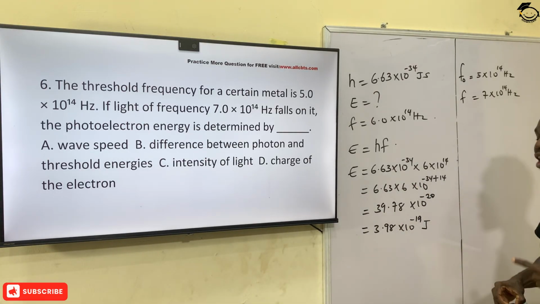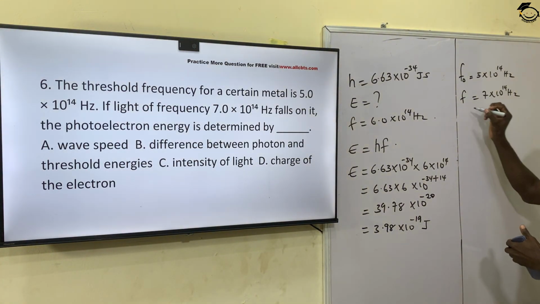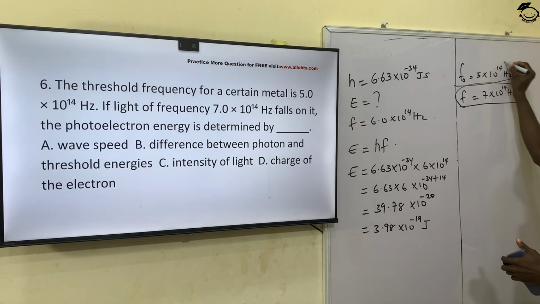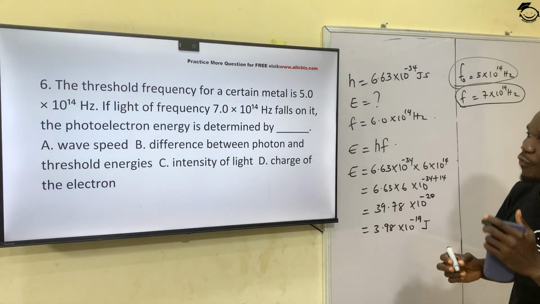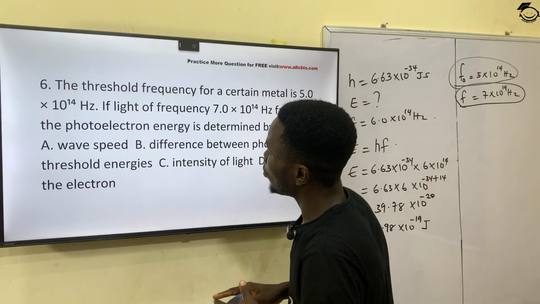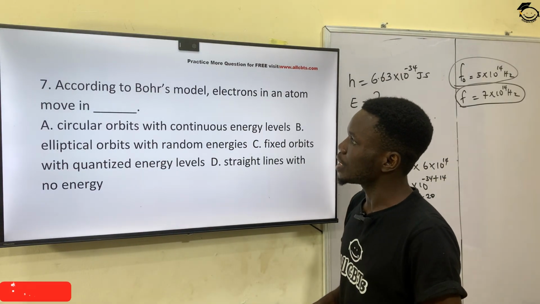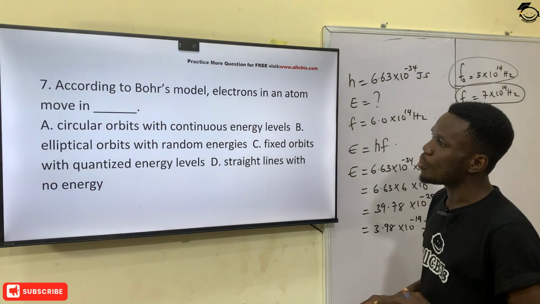Remember I said that for electrons to be emitted from a metal, it means that the frequency of light incident on it must be greater than the threshold frequency. So the correct answer to this question is the difference between the photon and the threshold energies, which is option B.